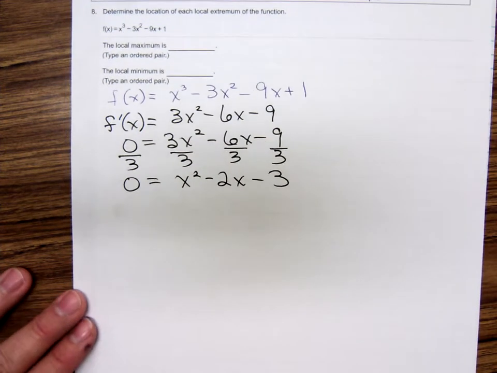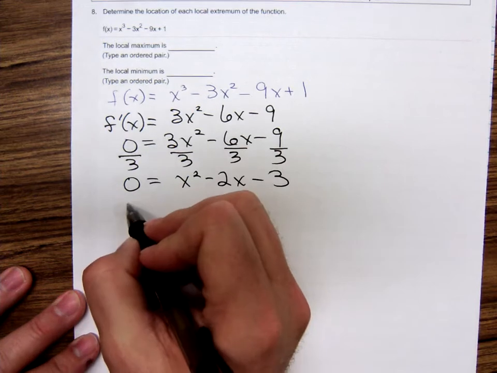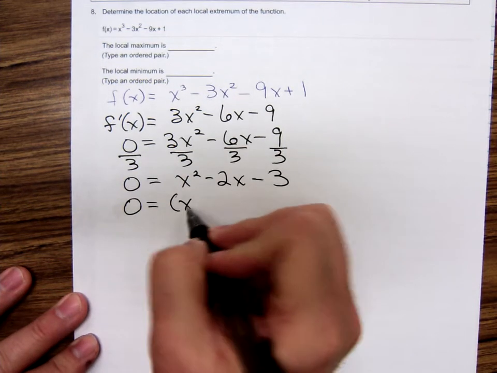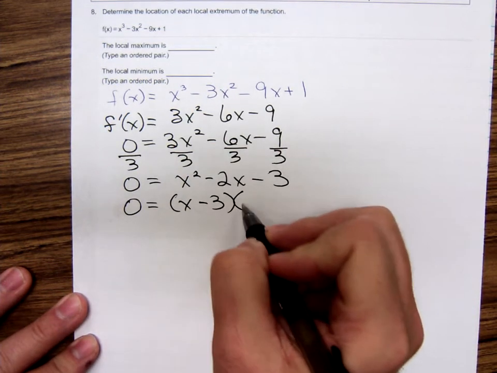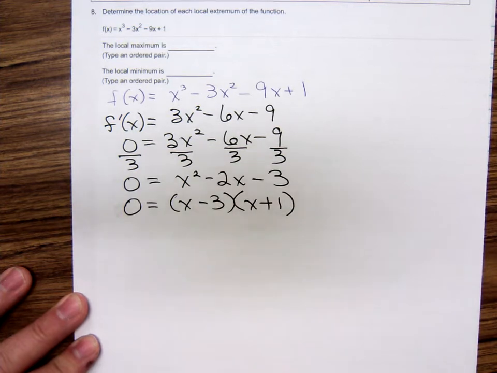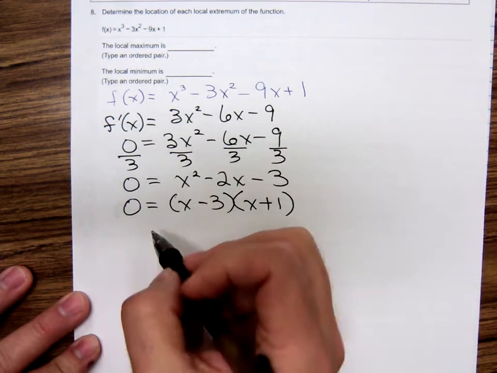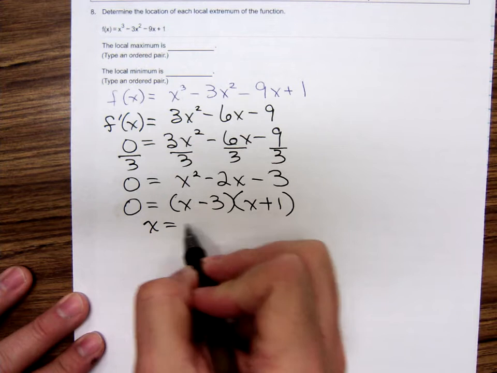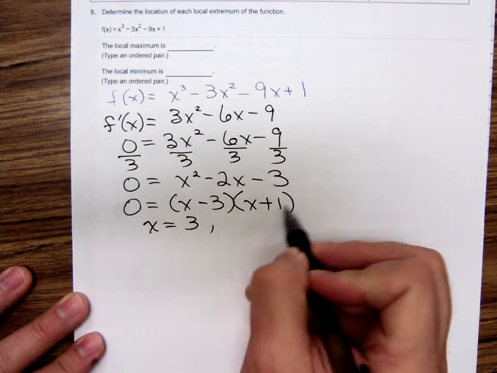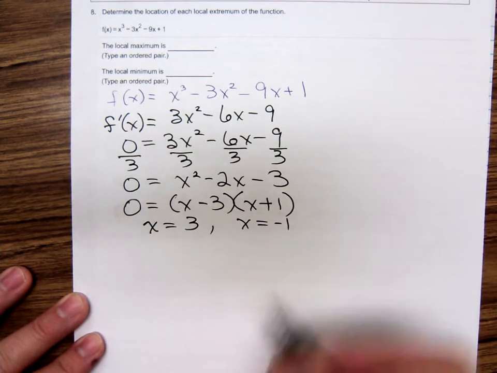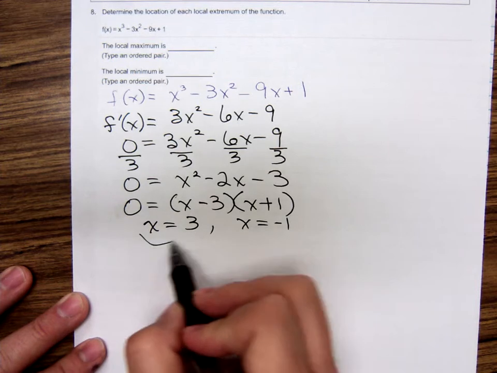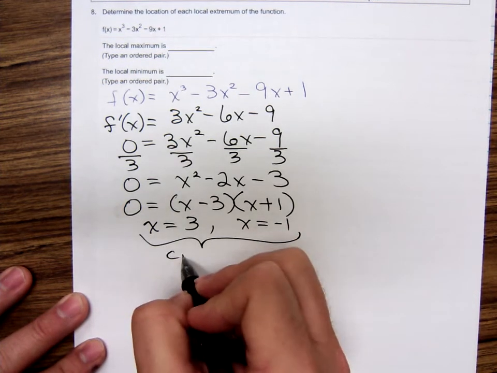And we can then factor. This is a simple trinomial. It falls out very quickly. And we're going to get two critical numbers, x equals 3 and x equals -1. Those are my critical numbers.